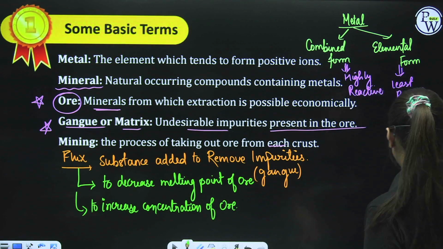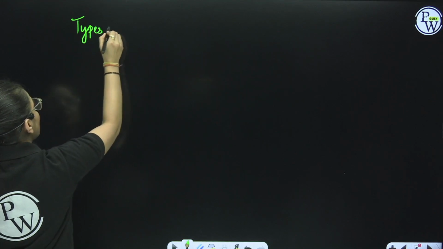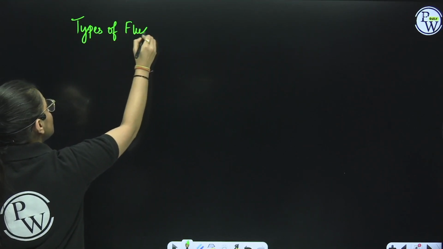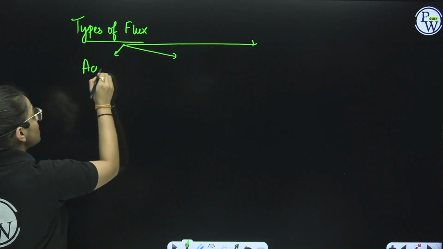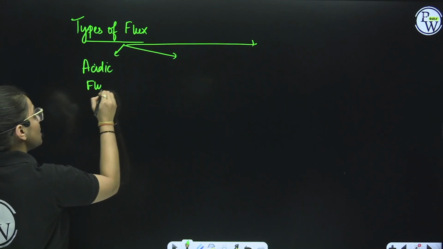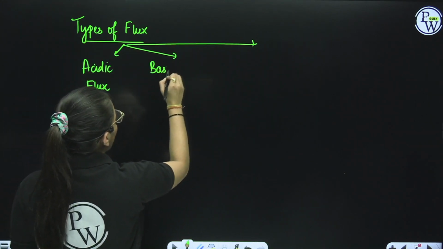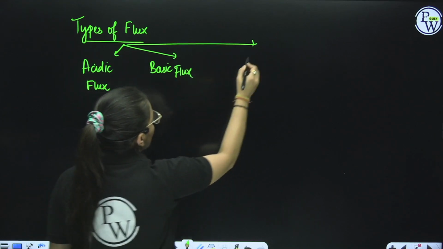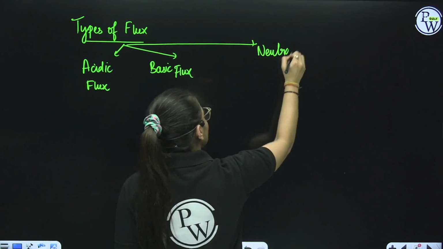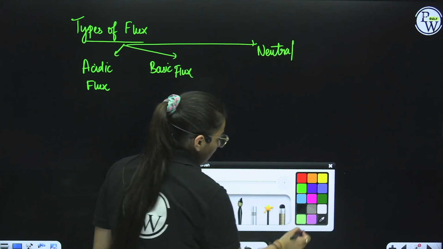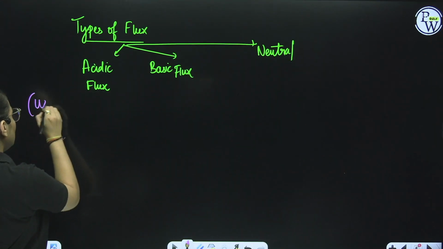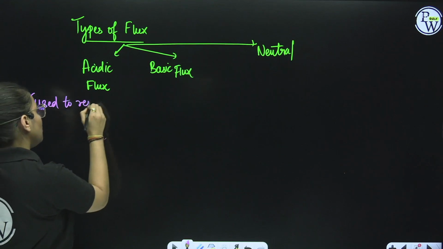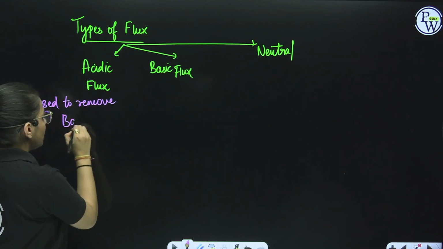What are basically the types of flux? Let us discuss that. See students, flux can be divided into three types. One is basically your acidic flux. Then comes your basic flux. And last is your neutral flux. What is the role of acidic flux? Basically, acidic flux is used in order to remove the basic impurities.